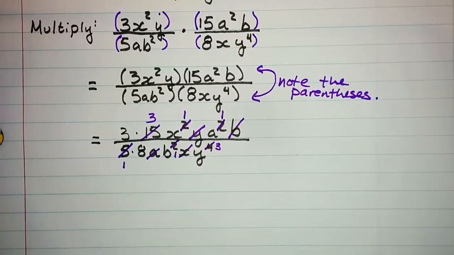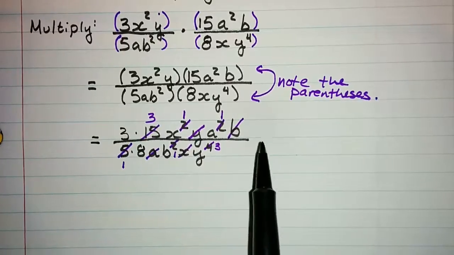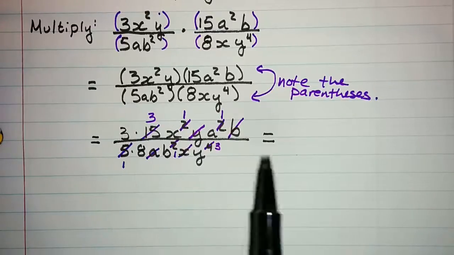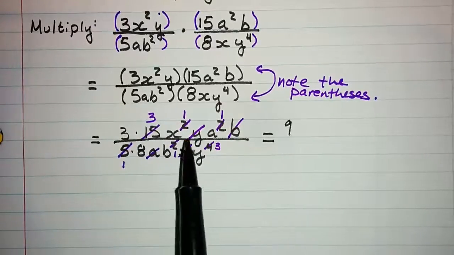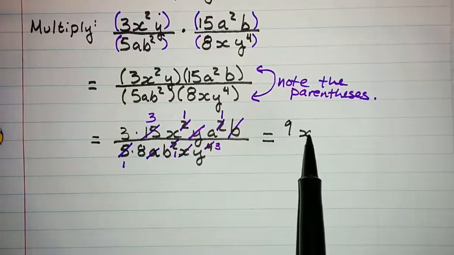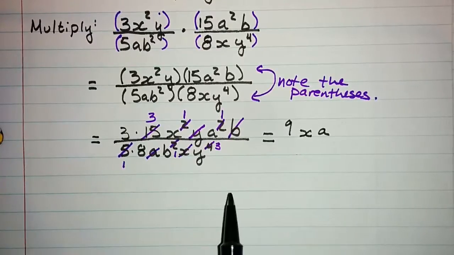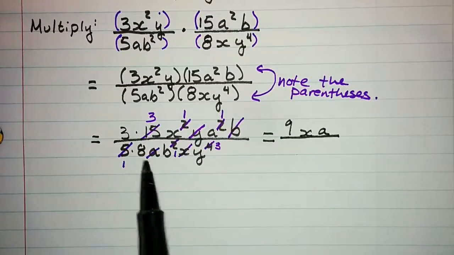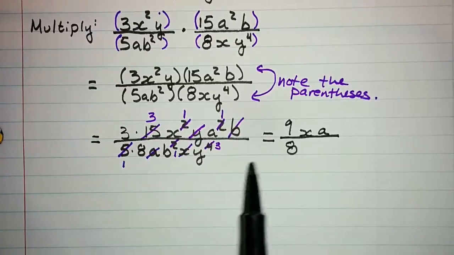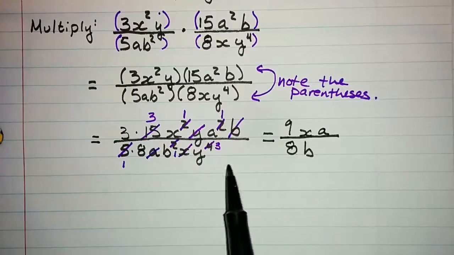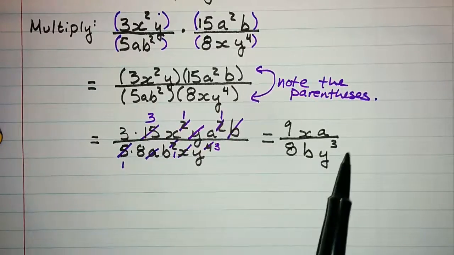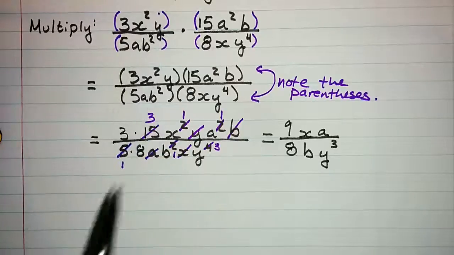Alright, so what do I see remaining here? In my numerator, I'll have 3 times 3 is 9, x to the first power, a to the first power. In my denominator, I'll have 1 times 8 is 8, b to the first power, y to the third power. So this expression is the product of these two.